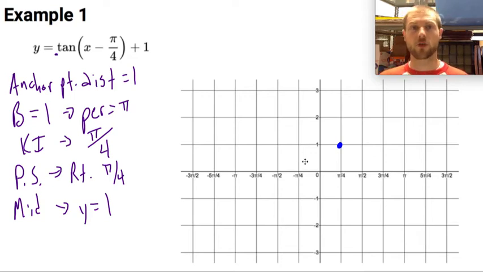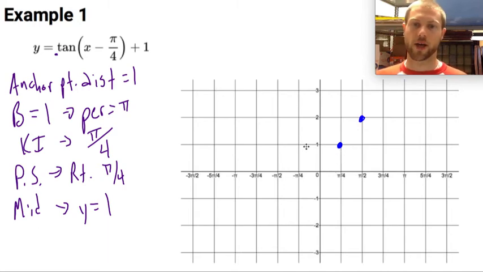The next thing that I'll do in my pattern, if I look back at how the tangent function works, I'm going to go over one key interval value and then up my anchor point distance. So my key interval is pi over 4, so I'm going to add a pi over 4 and go up by my anchor point distance. So that's 1.